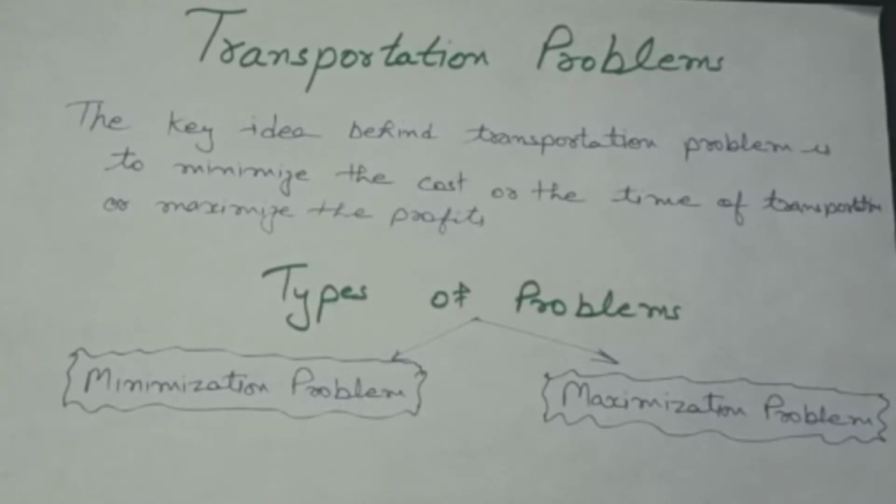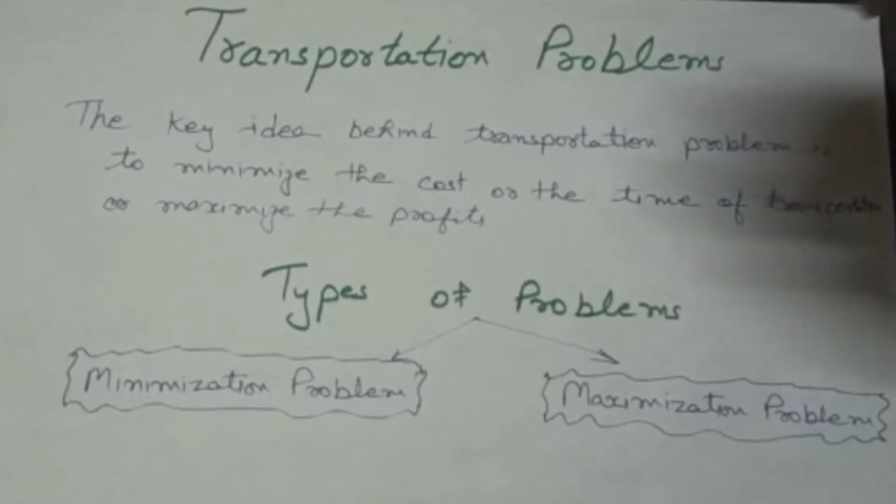Basically, the key idea behind the transportation problem is to minimize the cost or the time of transportation, or maximize the profits. We have two types of problems, minimization problem and maximization problem. For the minimization problem, I have already uploaded a video on my channel. You can view it from there, as the link is given in the description box. So in this video, we will focus on the maximization problem.